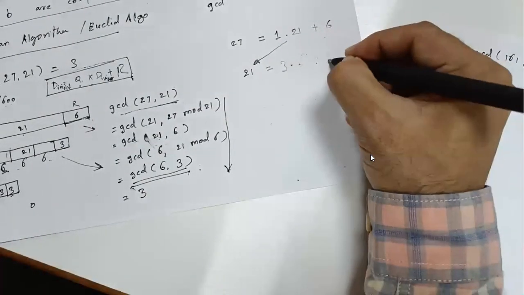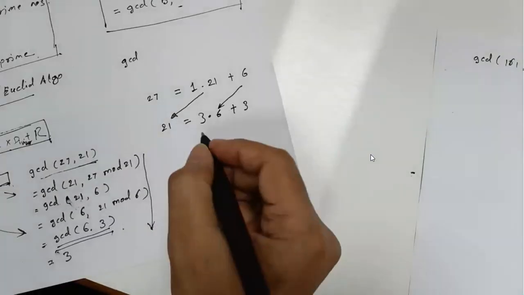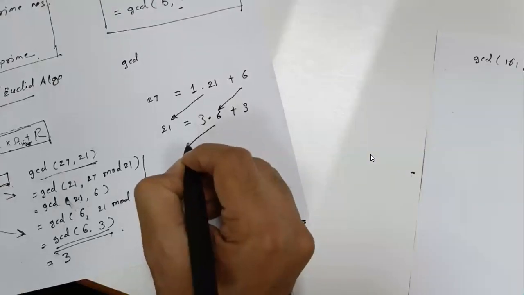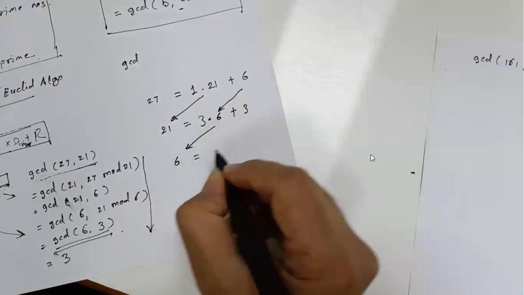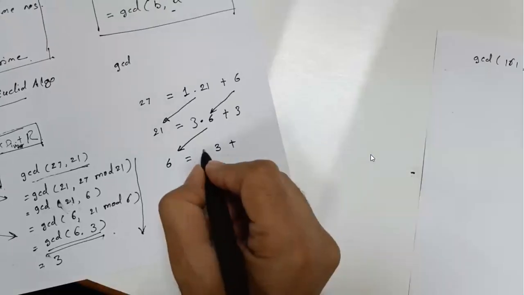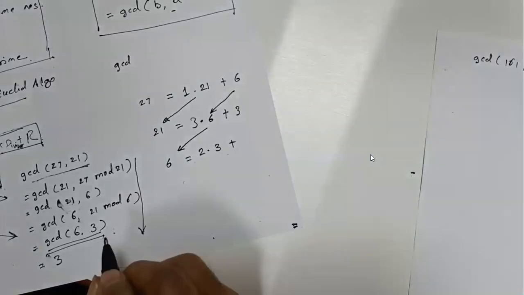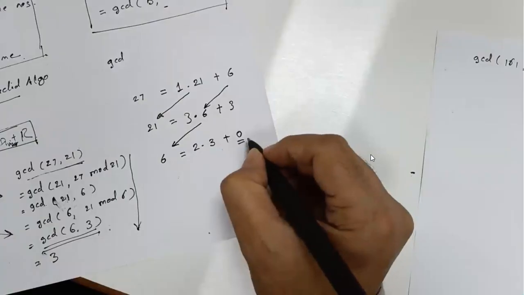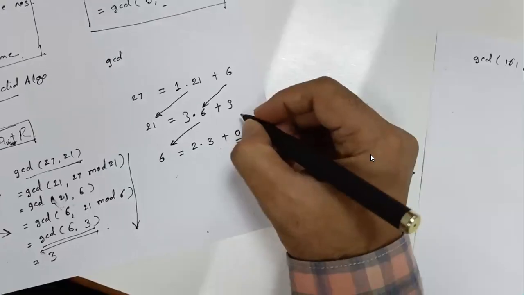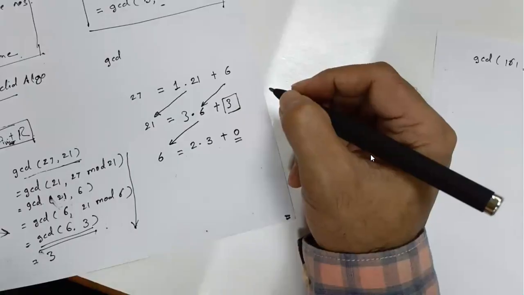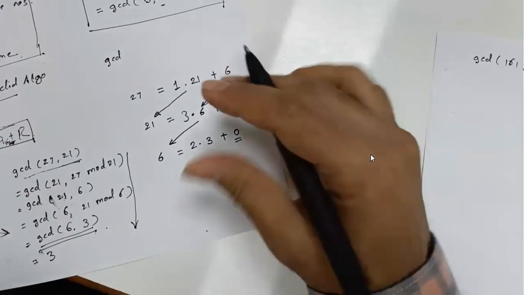Right. So for the next one, again, what you can do is 6 you'll take on the left hand side. What is the quotient here? 2 and 0. As soon as you get 0 as a remainder, the previous remainder is the answer. So you have to keep this in your mind.